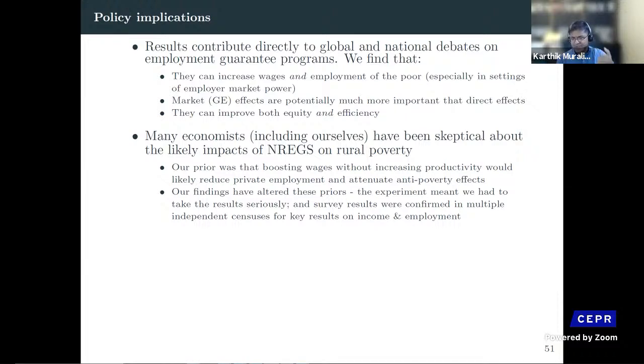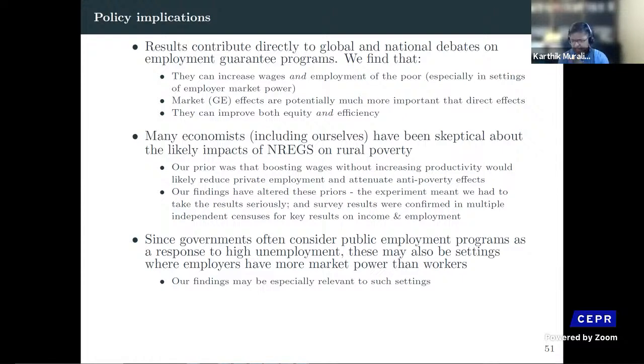And because the survey data didn't have a census, we spent years looking for other data sets, and we've confirmed this now in multiple independent censuses. And so it highlights the value of experimentation, right? Just as a way of sometimes forcing you to confront your priors and then go back and look at what may have changed.